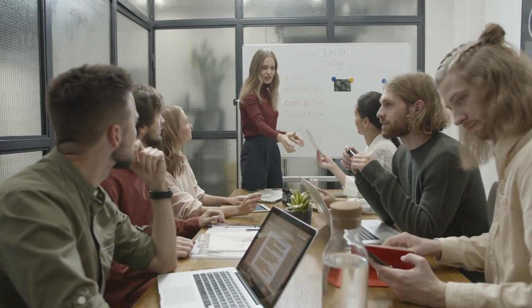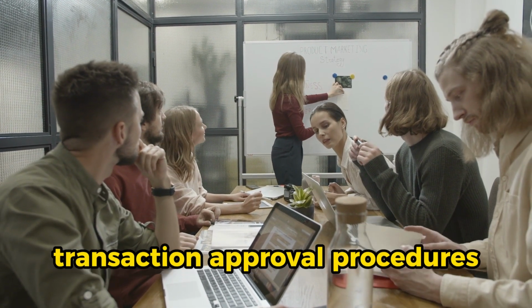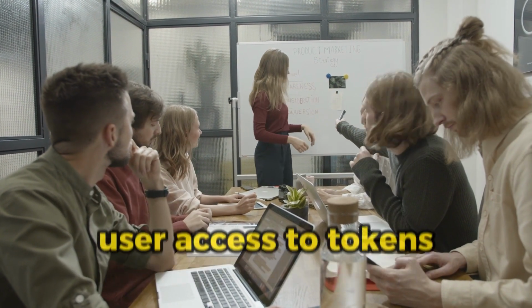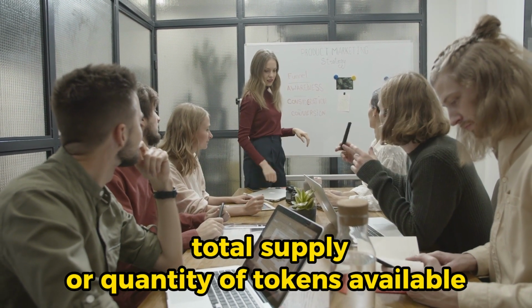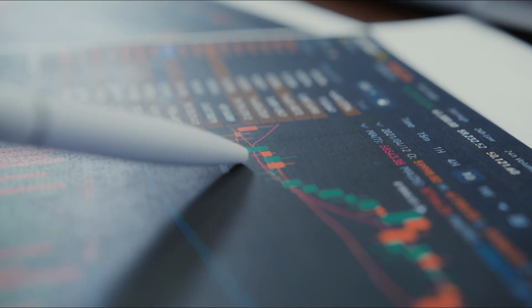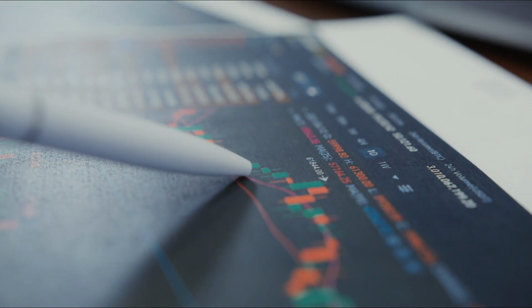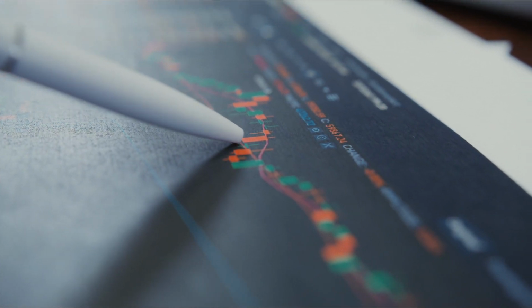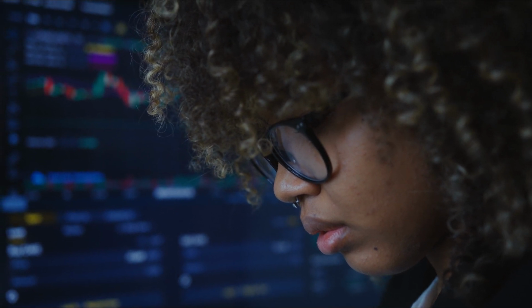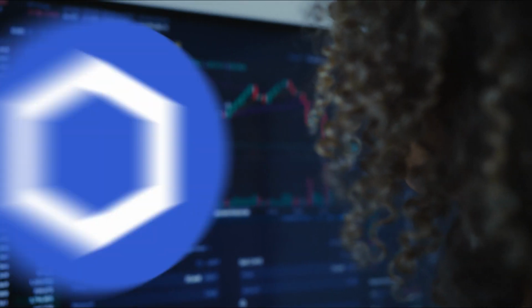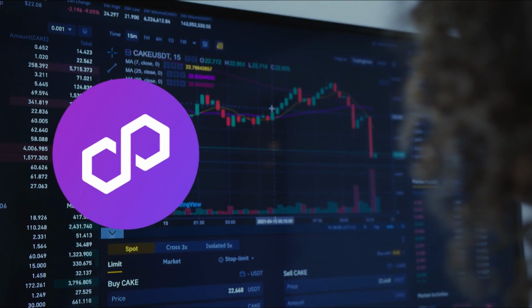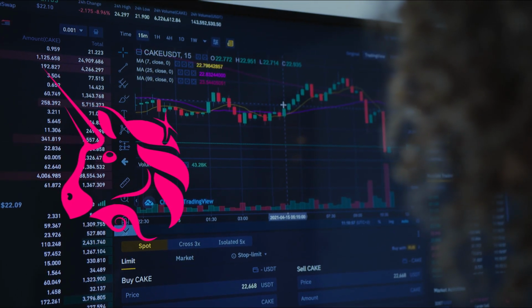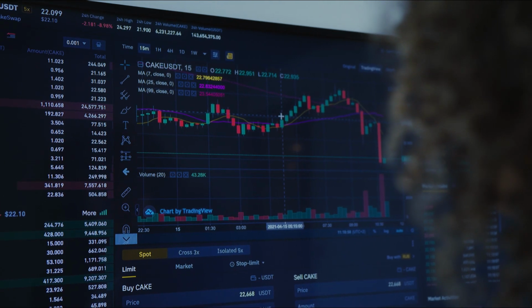These rules govern various aspects such as token transfer mechanisms, transaction approval procedures, user access to tokens, and the total supply or quantity of tokens available. In essence, ERC20 ensures the compatibility and interoperability of new tokens within the Ethereum network. At present, the Ethereum blockchain hosts a vast array of tokens referred to as ERC20 tokens, with over 350,000 different tokens issued. Some of the more well-known ERC20 tokens include Tether (USDT), Chainlink (LINK), Matic, now known as Polygon, and Uniswap (UNI). Each of these tokens serves a specific function or utility.